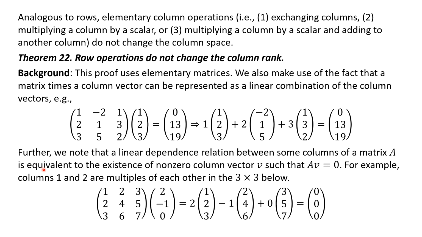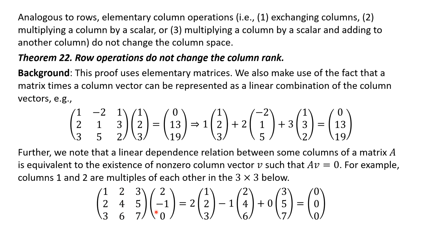So the next part related to this is we note that a linear dependence relationship between the columns of a matrix A is equivalent to the existence of a non-zero column vector V such that AV equals 0. So for example, we have a different matrix from up here, but using the same idea of expanding in terms of the columns.